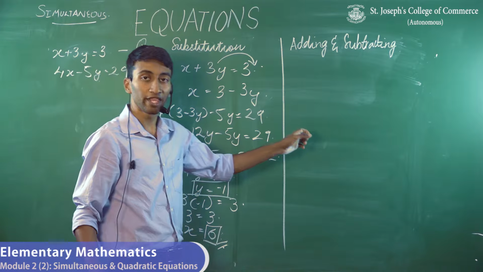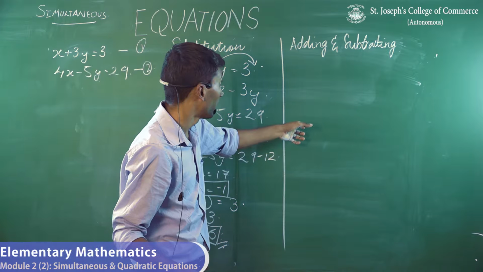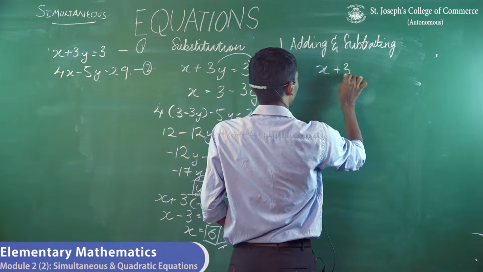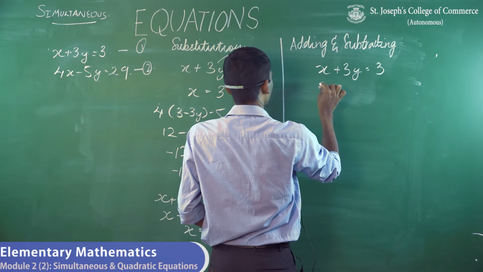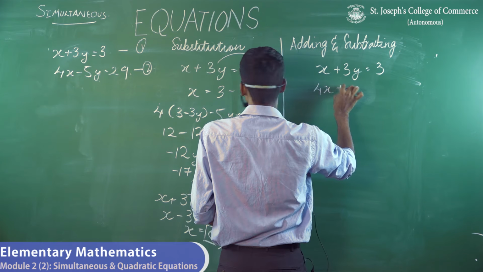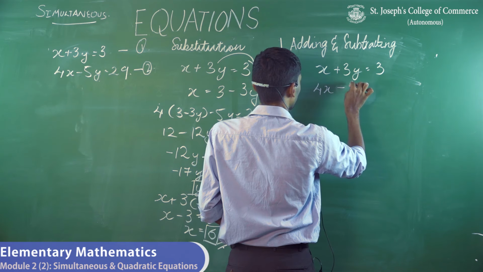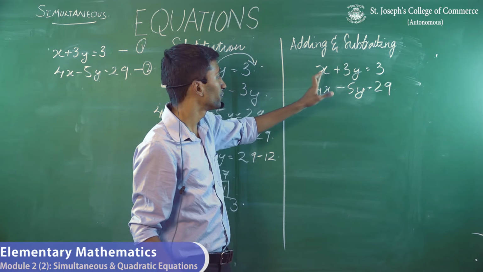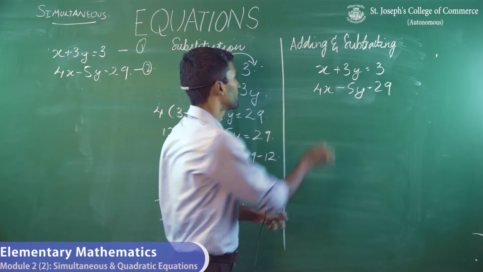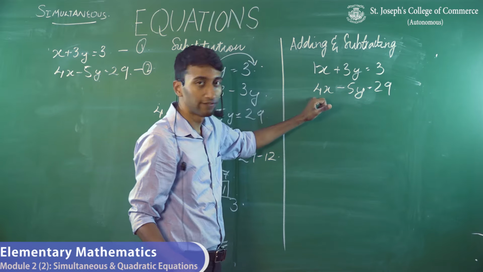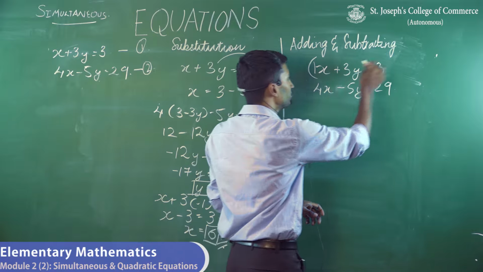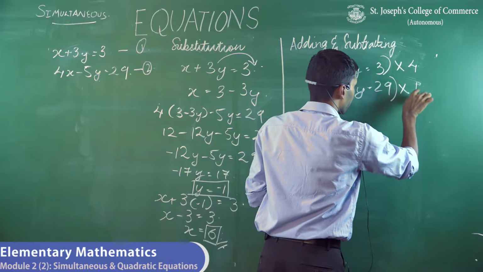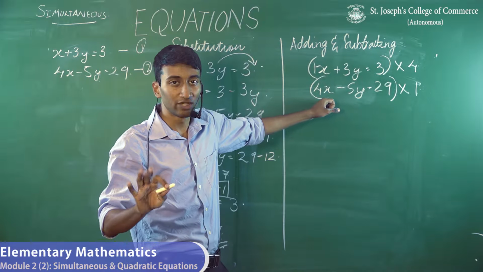The same thing I will solve in the adding and subtracting method. That would mean taking both the equations together and trying to make the coefficient of one of these variables equal to each other. So in this case, I will take the coefficient of x, where x over here is 1 and here it is 4. So what I try to do is, I multiply this whole equation by 4 and this whole equation by 1. So that would mean the coefficient of x is equal, that is 4.